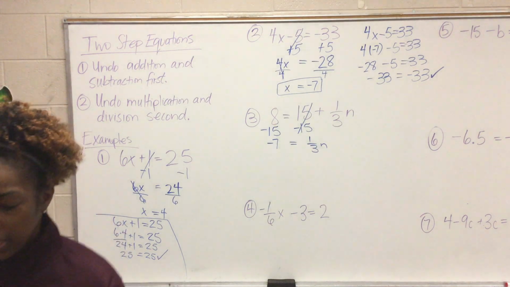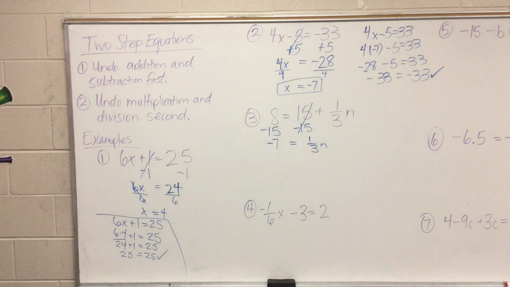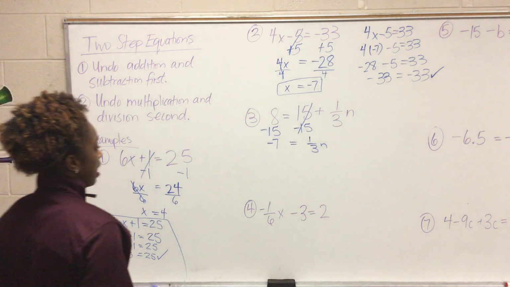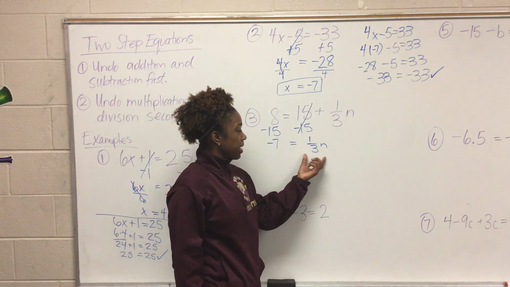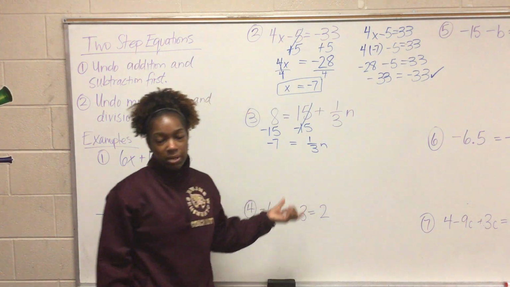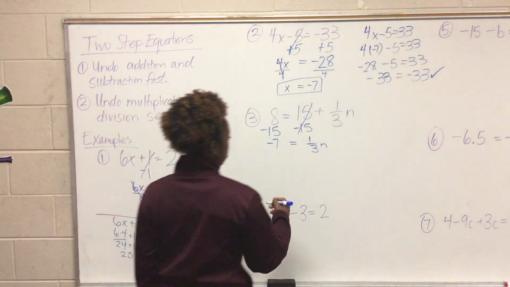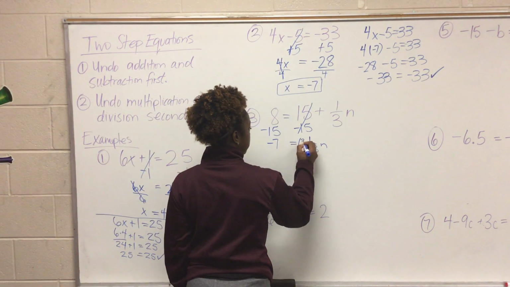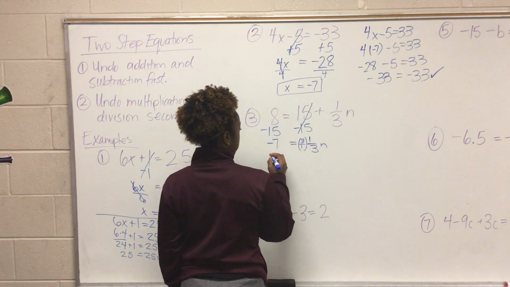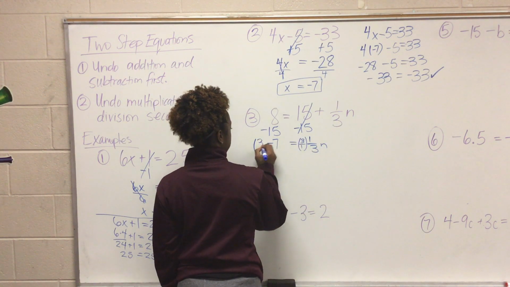Now you might want to pay close attention here, because it's different when there is a fraction as a coefficient. Because it is a rational coefficient, we want to multiply both sides by the reciprocal. So we're going to multiply this side by 3/1, and we're going to multiply this side by 3/1.